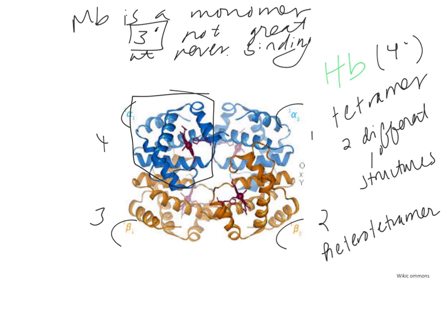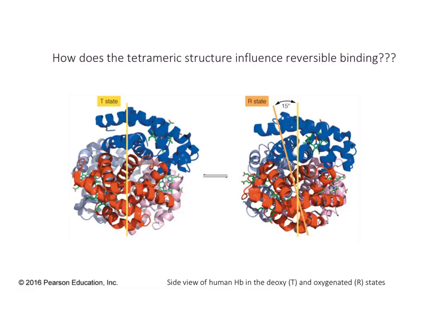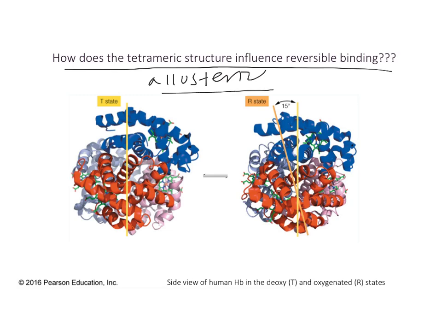But hemoglobin is really great. And again, the last piece of this puzzle is allosterics of the quaternary structure of hemoglobin. So let's get to that. So how does the tetrameric structure of hemoglobin influence reversible binding? So what I want you to see here is that hemoglobin is allosteric. So that is essentially the short answer to this question, is allosterics. Now what the heck does allosterics mean?